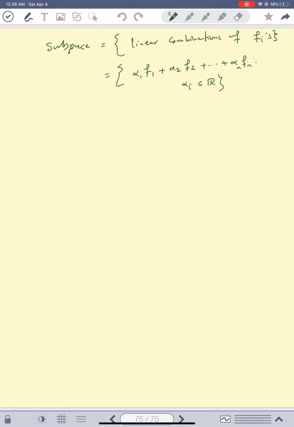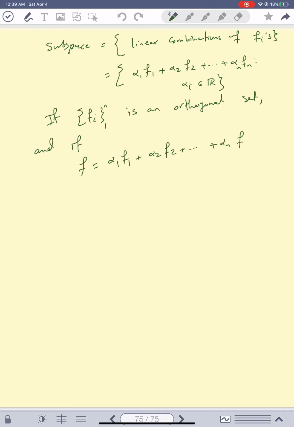So now the idea: if fi, where i is from 1 to n, is an orthogonal set, meaning every pair of functions from this set is orthogonal to each other, and if you have a function, different from those functions, or maybe one of them, but usually it's different, that is equal to a linear combination of these functions, then there is a formula for this alpha i.